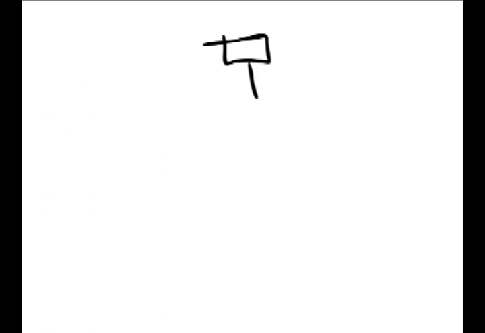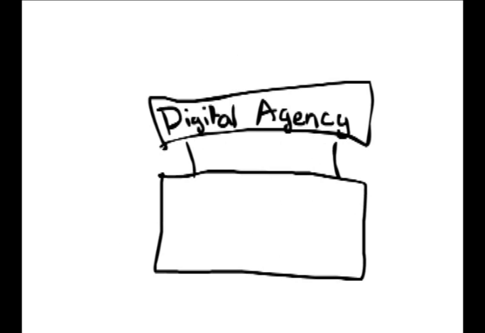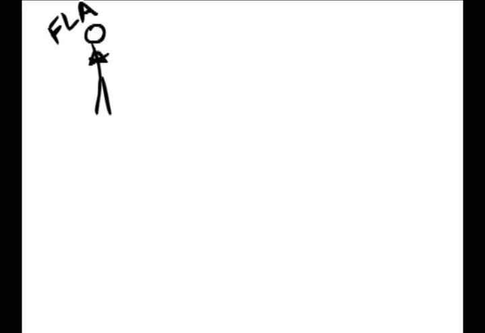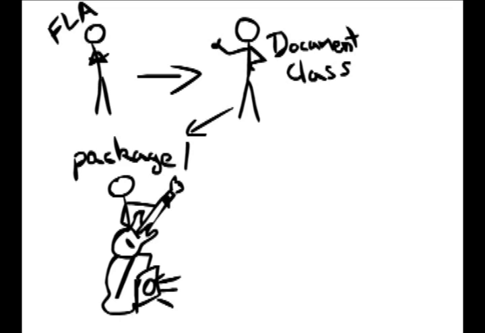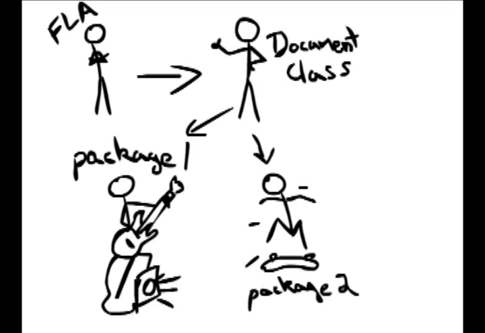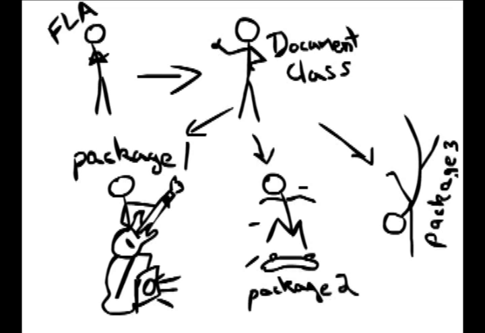Think of it as a hierarchical organization. For example, a digital agency. The FLA is the client, the document class would be the manager or the client liaison, and the rest of the classes would be, for example, the creative director, the development manager, or the lead designer, and then they'd have designers under them, and so on, as a hierarchy usually goes.